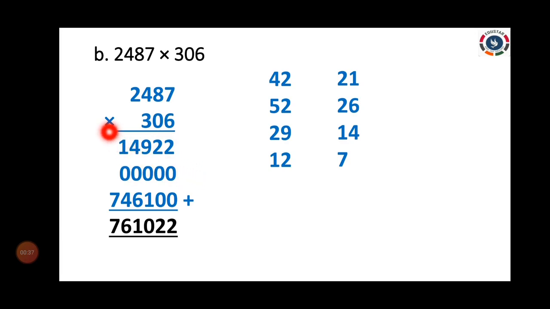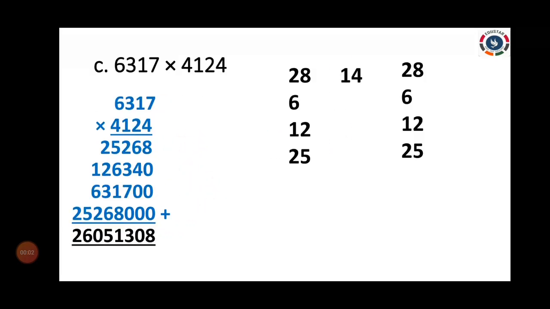Then next, this is the second step. Third step, we are going to write 2,487 into 3. The 3 is in the 100 place. So we are writing two zeros extra at last and multiply by 3. What do we get now? 7,46,100. Now we want to add the three values. We get finally 7,61,022.